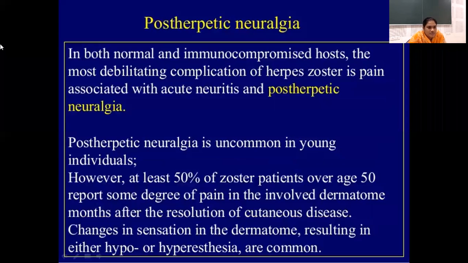Post-herpetic neuralgia. This is the most important complication. In both normal and immune compromised hosts, the complication is pain associated with acute neuritis and neuralgia. It is uncommon in young individuals. However, at least 50% of zoster patients over the age of 50 years report some degree of pain in the involved dermatomes months after the resolution of the cutaneous disease. Sensory changes in the dermatomal area resulting in hypoesthesia or hyperesthesia are also common.